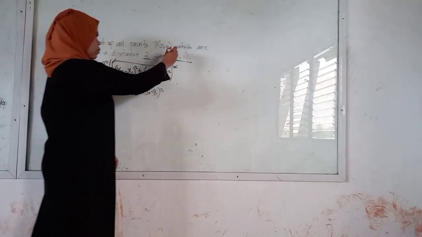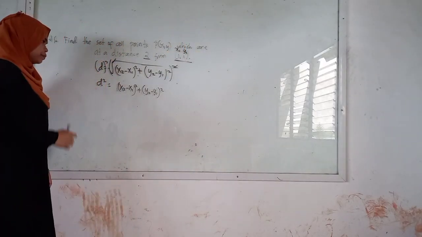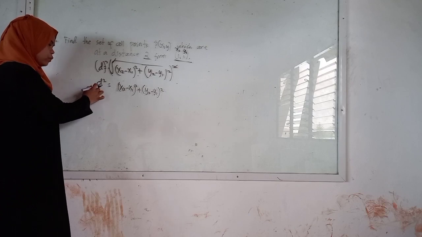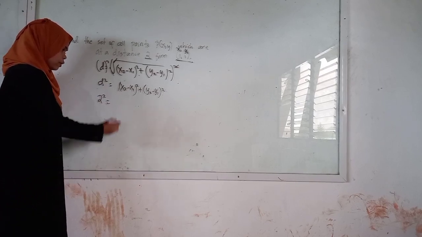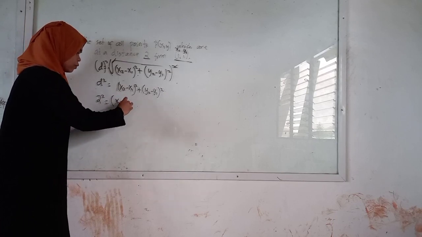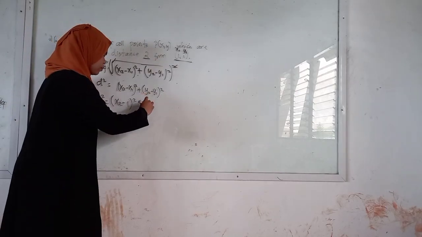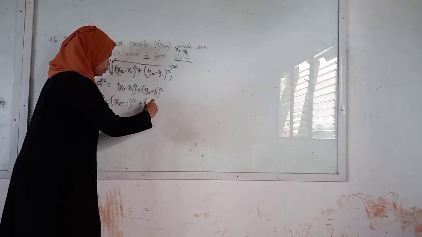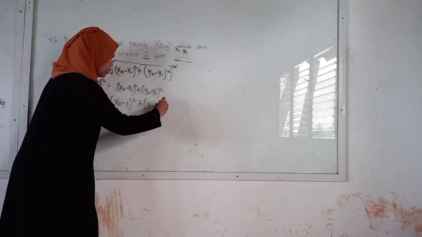So let us denote this as x sub 1 at saka y sub 1. So at ano yung d natin? 2. So we have 2 squared. Ang x sub 2 natin wala pa. So x sub 2 minus 1 quantity squared plus y sub 2, which is still unknown, minus y sub 1 natin ay 1 quantity squared.